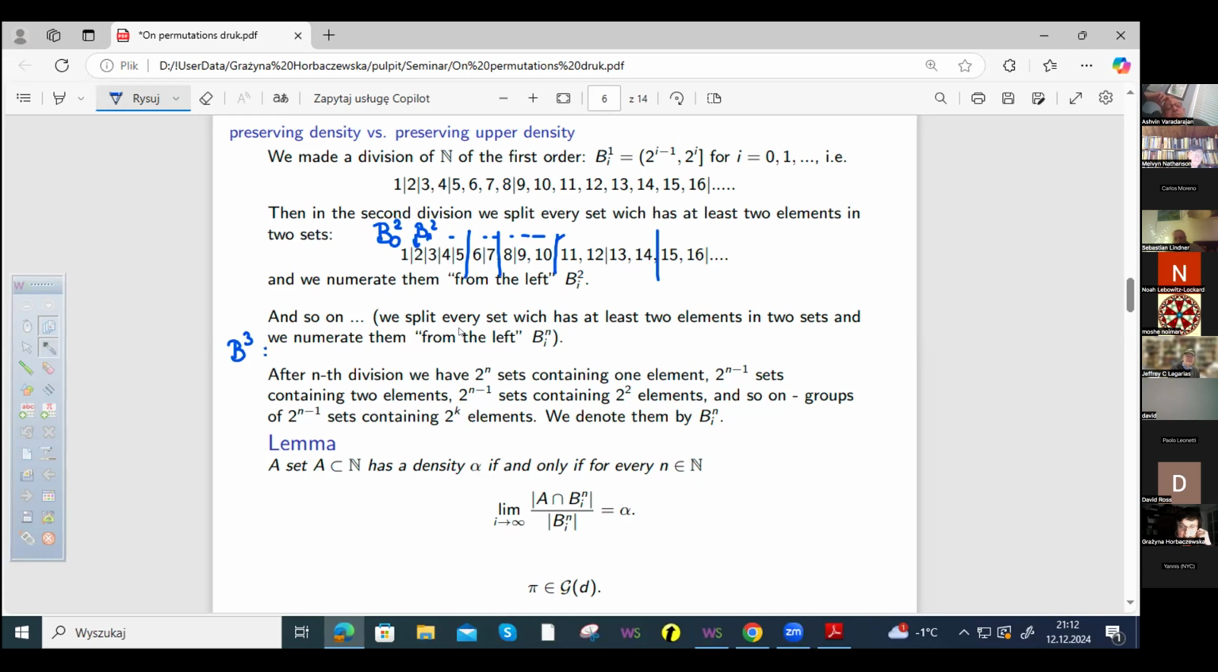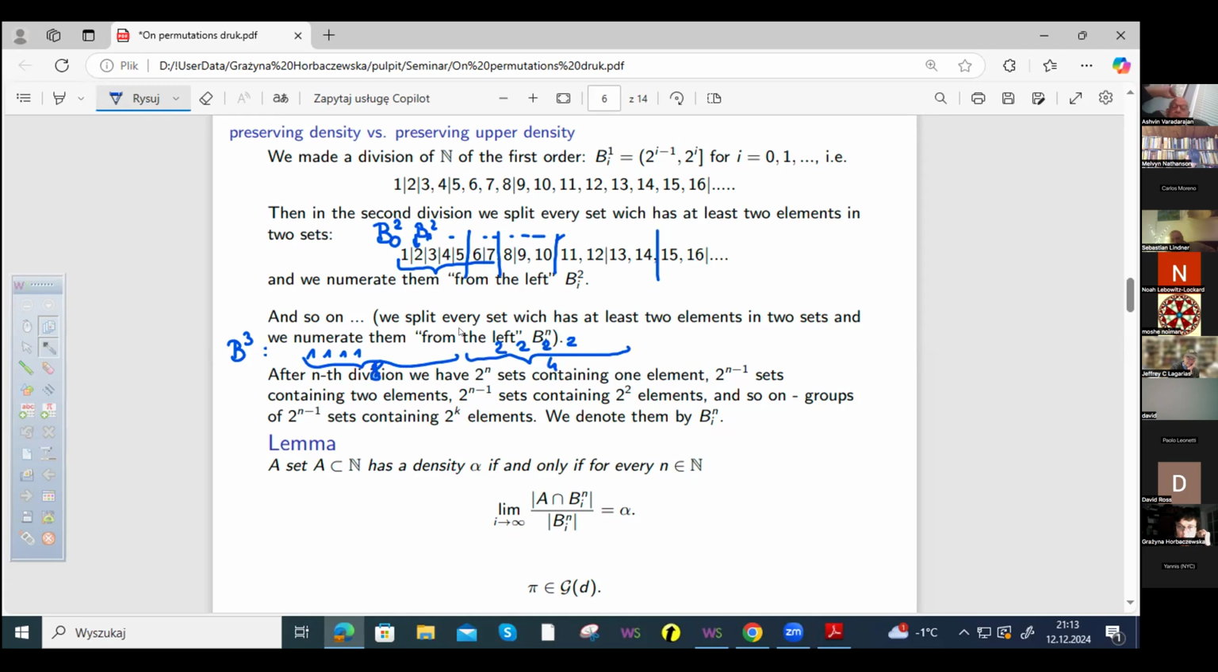We have 8, it's visible here, I think. We have 8 sets with the cardinality 1. So yeah, ones, and the number of them is 8. Then we have sets with the cardinality 2. They're visible here. And we have 4 of these sets.